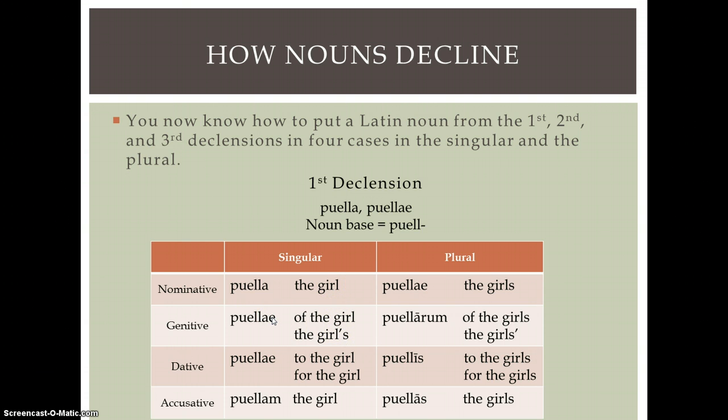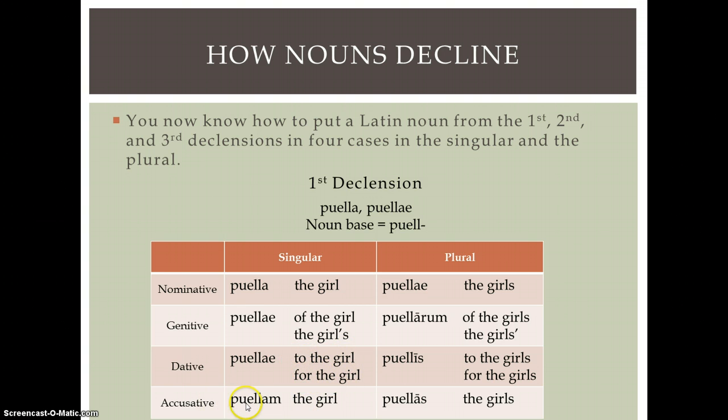Genitive can translate two ways in English because it shows possession. It can translate of the girl or the girl's, with the apostrophe S. Puellae as a dative indirect object can translate to the girl or for the girl.